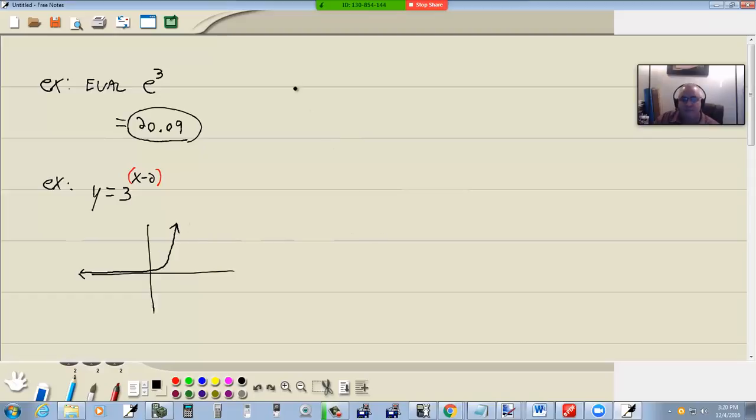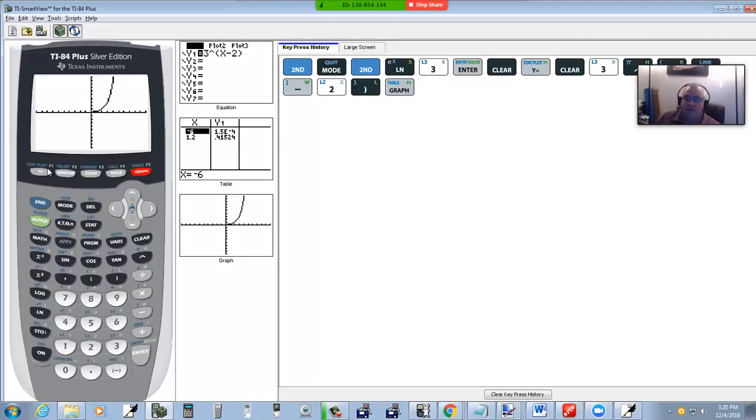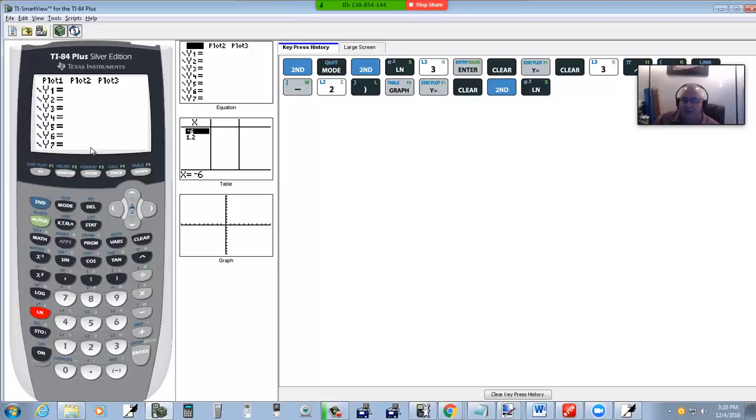Now let's look at one more. y is equal to e to the x plus 5. Let's say we want to graph it. So go to my y equals, clear. I do the e, so I do second ln, and that puts e, puts a caret, beginning parentheses, x plus 5, and then I'll press my graph.